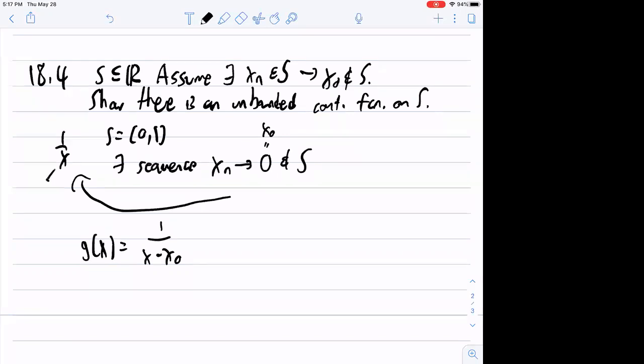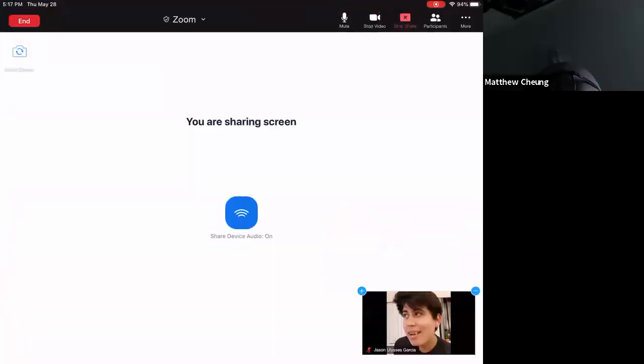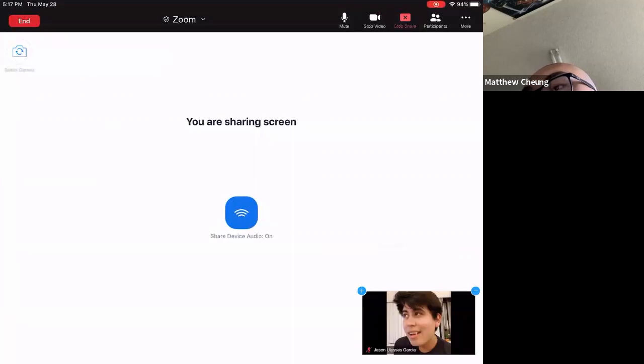Like 1 over x is certainly continuous outside 0, right? The only bad point is 0, and similarly here, the only bad point is x naught. But x naught's not in S, and this function is clearly unbounded, because when you get close to x naught, you're dividing by 0, so you blow up, right? Is everyone clear so far? Okay.